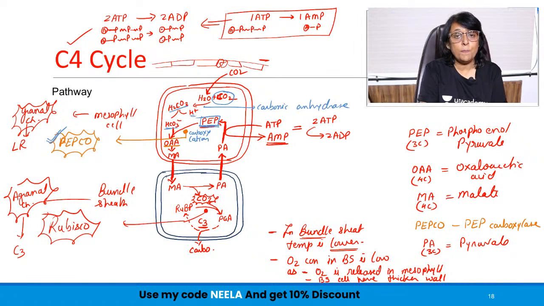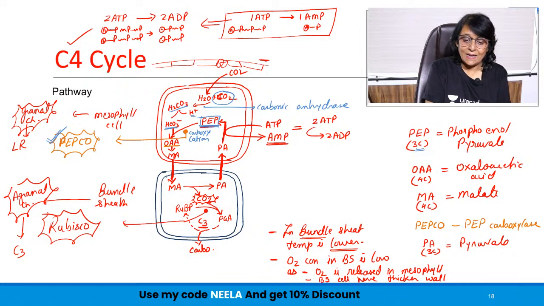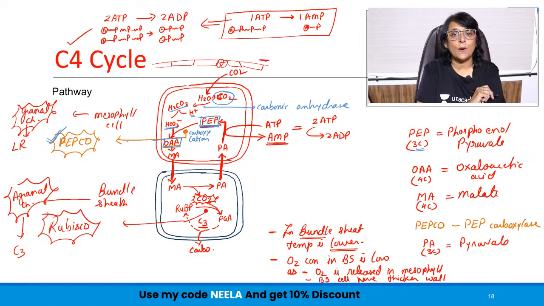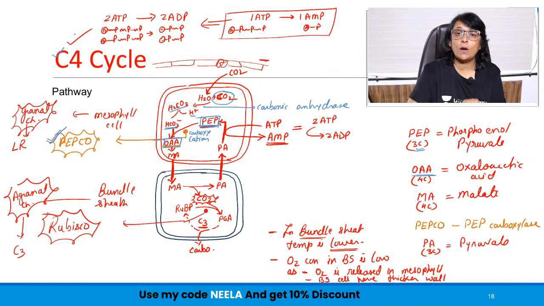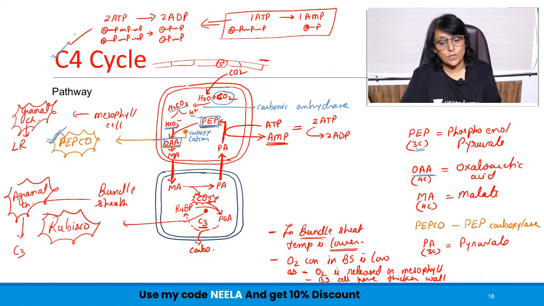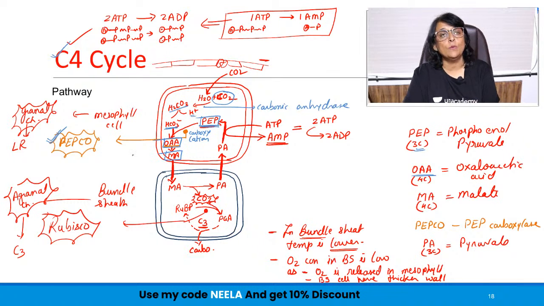So PEP, phosphoenol pyruvate, which is a 3-carbon compound, accepts 1 carbon in the form of bicarbonate ions, and a 4-carbon compound is formed, oxaloacetic acid, and that is why we have called this cycle as C4 cycle. Oxaloacetic acid, which is a 4-carbon compound, cannot diffuse from mesophyll to bundle sheath. So it is converted into another 4-carbon compound, which is malate or malic acid, which can diffuse.